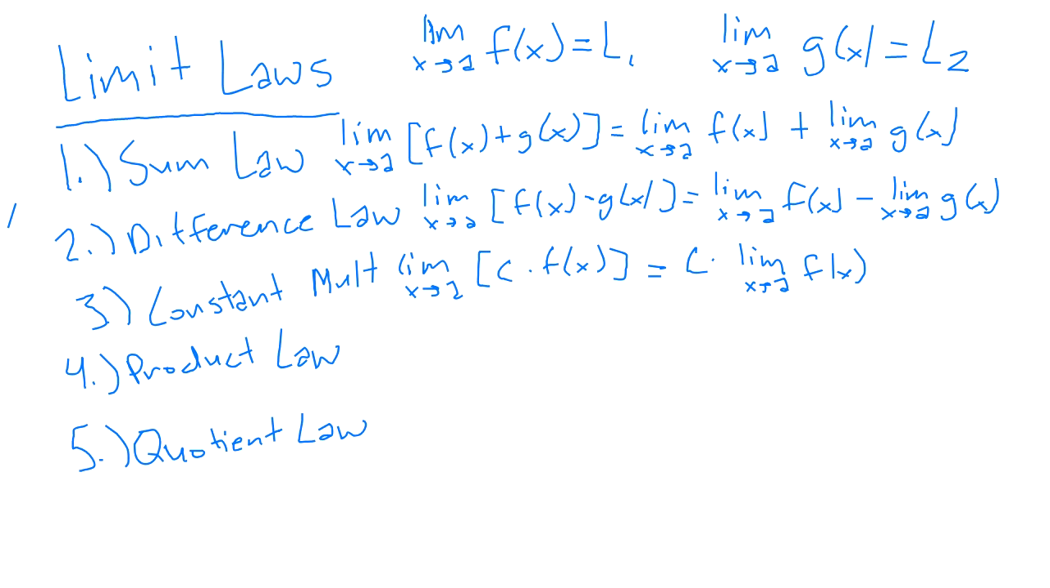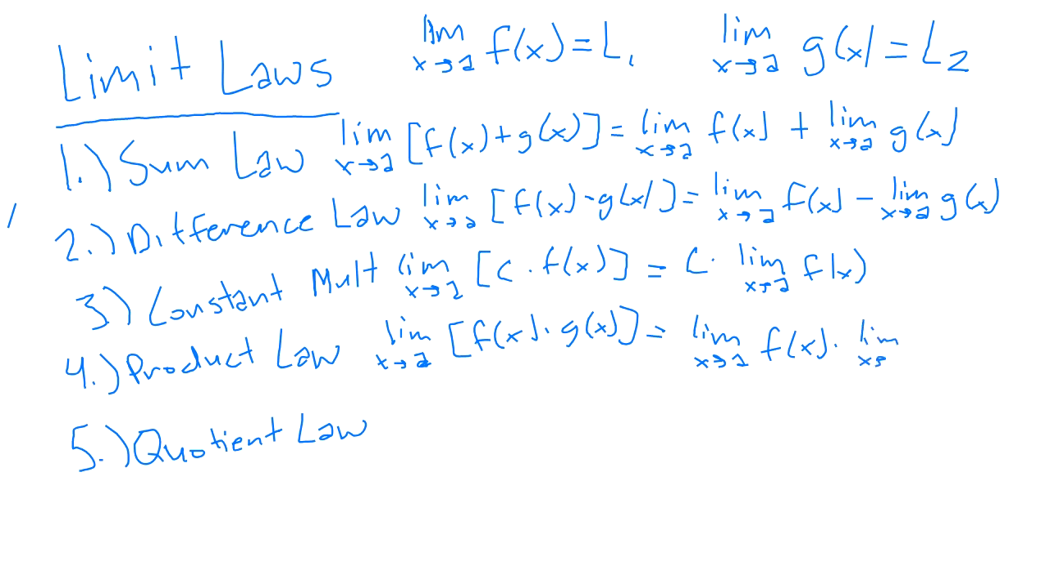Our product law is essentially saying if we have them multiplied together, we can split those up into two separate ones. Essentially, most of these are saying we can just break things down. So we have the limit of f of x times g of x equals our limit of f times our limit of g.